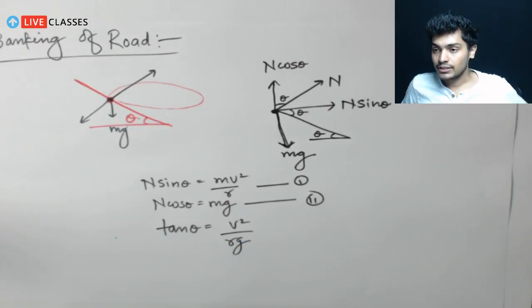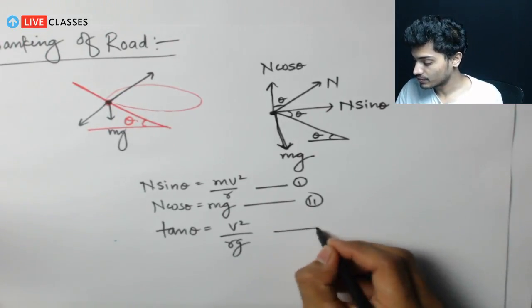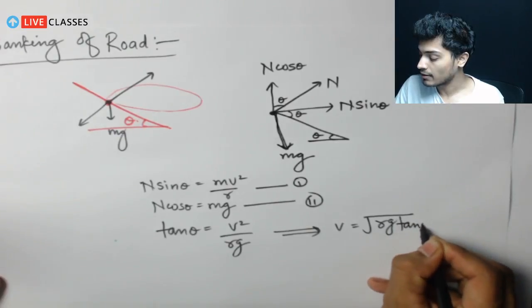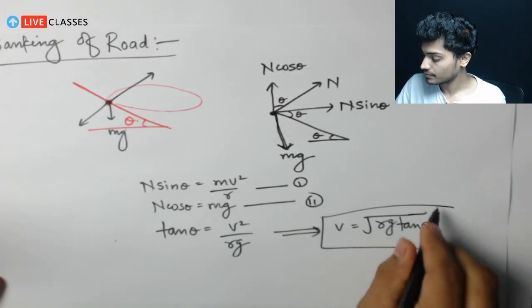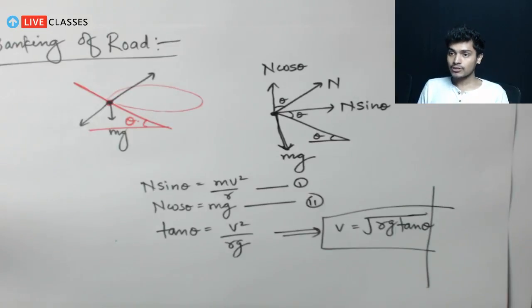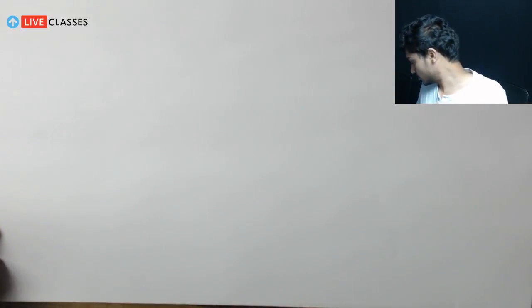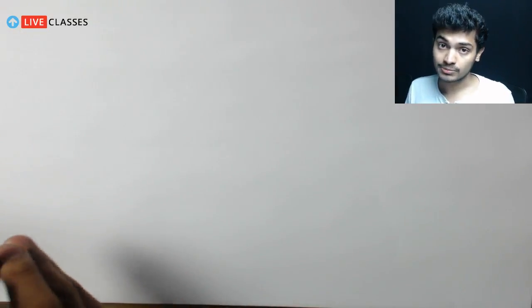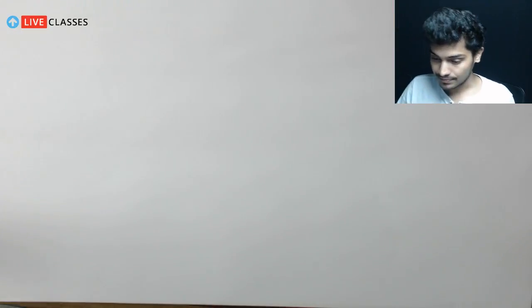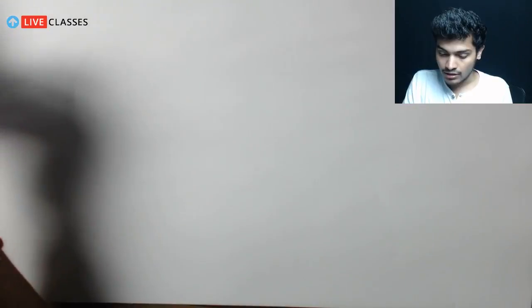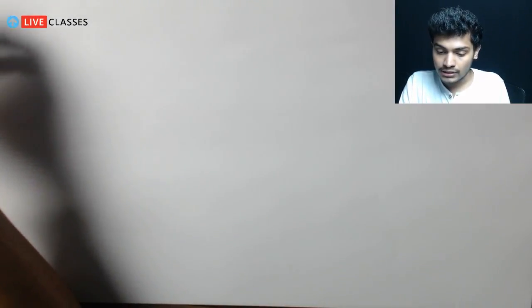So in this case the maximum safe speed will be v equal to under root rg tan theta, right? And this theta is also known as the angle of banking. So this is the safest. If we travel with this speed v equal to under root rg tan theta, then we can travel safely on that road.